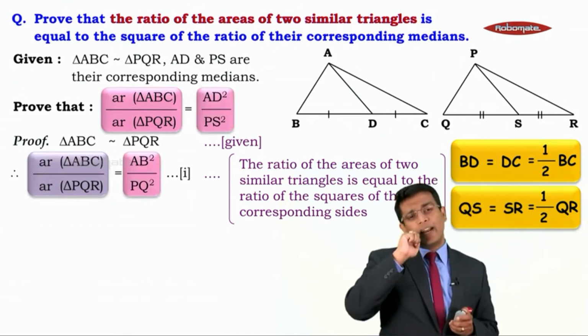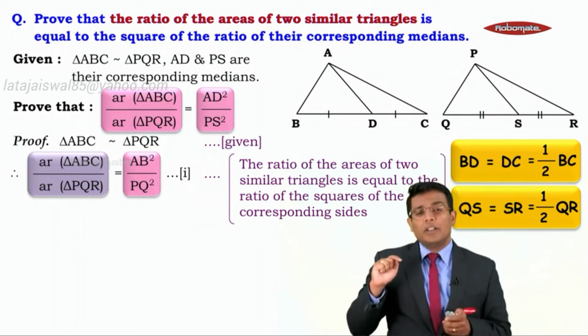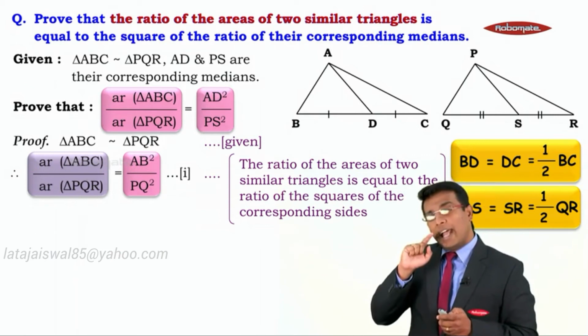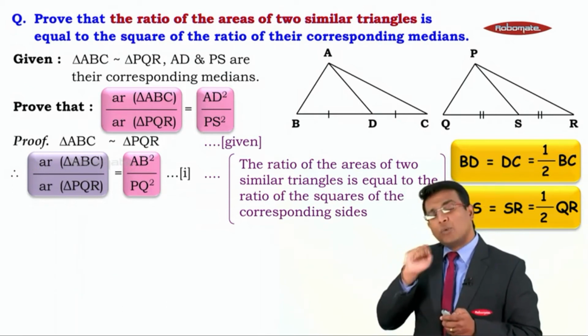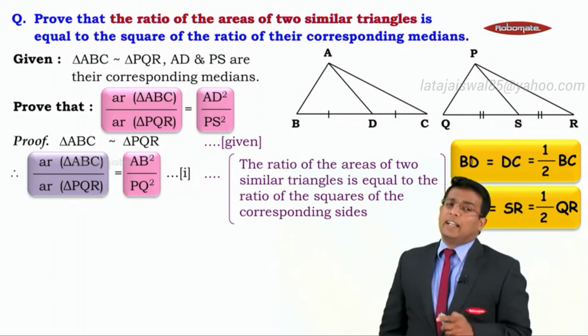If we compare the right hand side of the proof and what we got in statement number 1, we want AD square upon PS square, right? And actually what we have got is AB square upon PQ square. So that means we somehow need to get this right hand side equal.